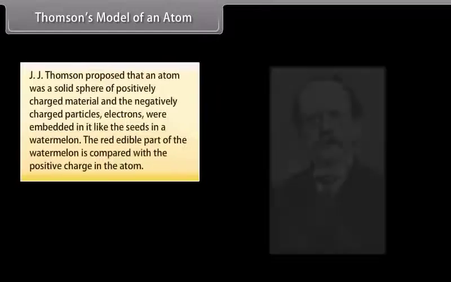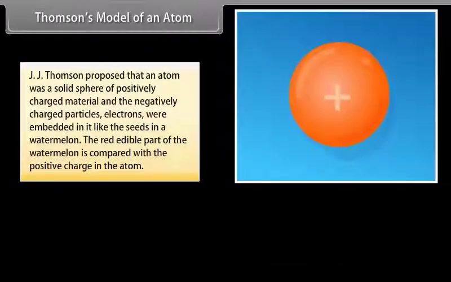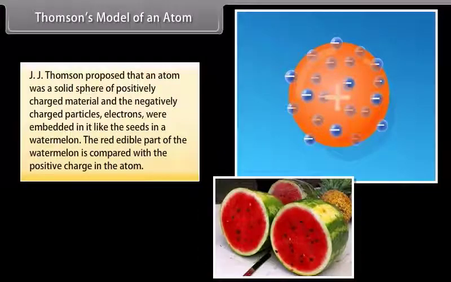Thompson's model of an atom. J. Thompson proposed that an atom was a solid sphere of positively charged material, and the negatively charged particles, electrons, were embedded in it like the seeds in a watermelon. The red edible part of the watermelon is compared with a positive charge in the atom.